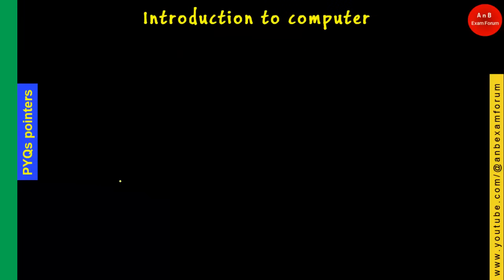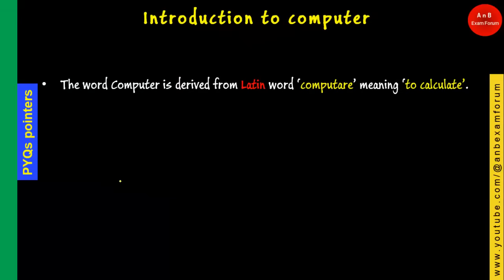So the first pointer for this chapter is that this word computer is derived from the Latin word. Okay. Which word? Computer. And this Latin word computere means to calculate. Okay. So it is derived from the Latin word computere, which means to calculate. A very simple pointer.